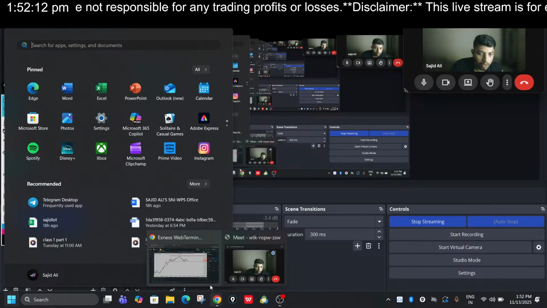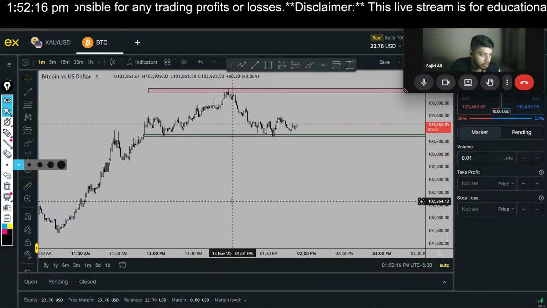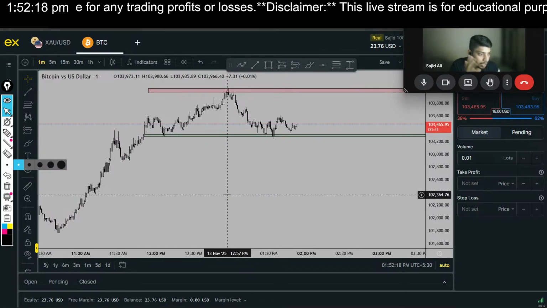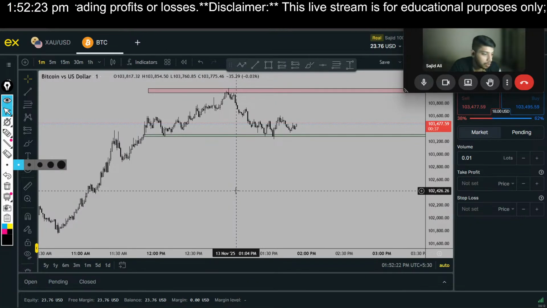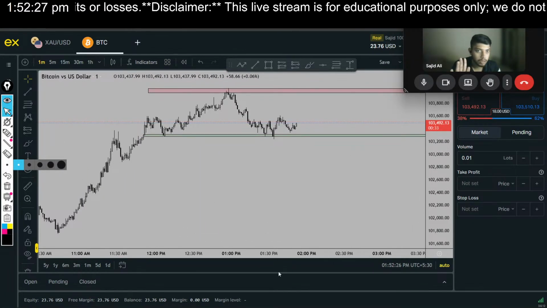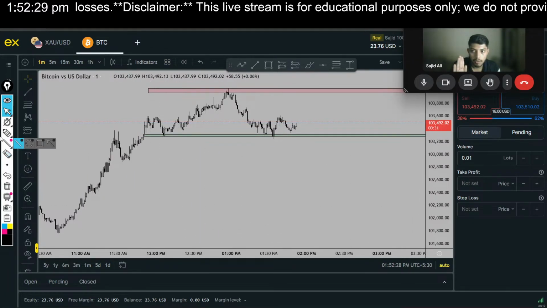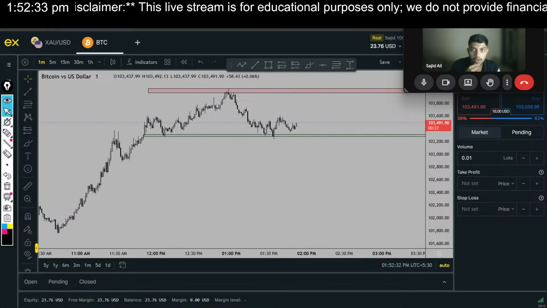Do you guys use AI ChatGPT for your trading? It helps a lot, you know. What you can do is train your ChatGPT in such a way that if you just take a screenshot of this and upload it, it tells you everything, where you went wrong, where you went correct.